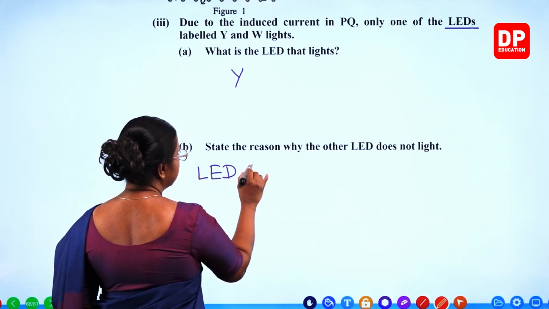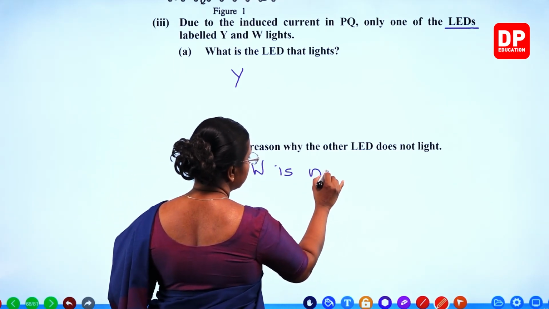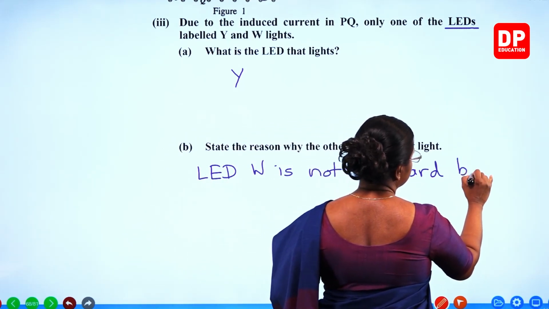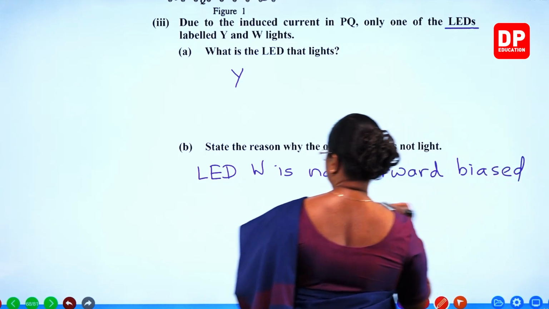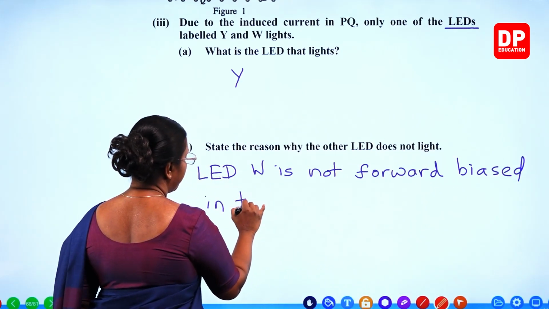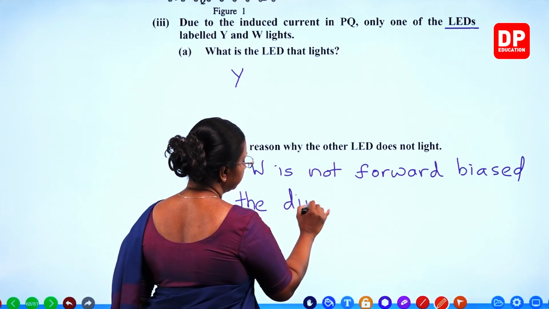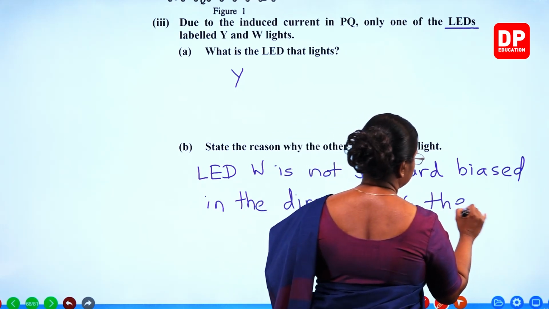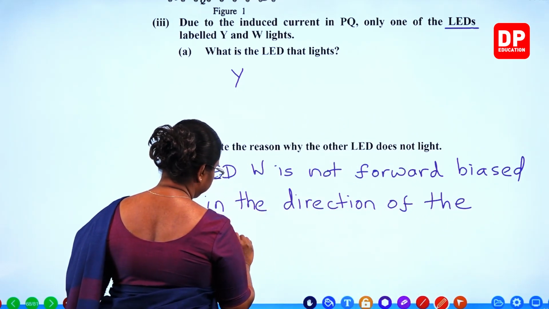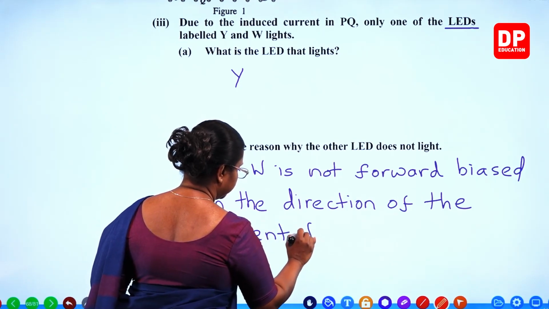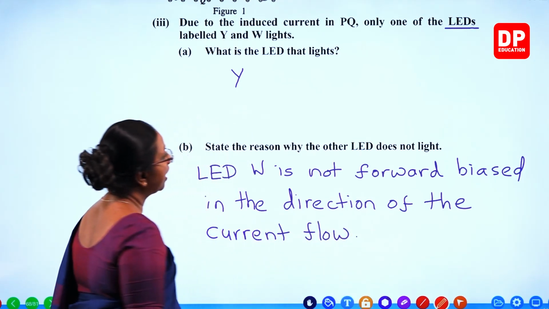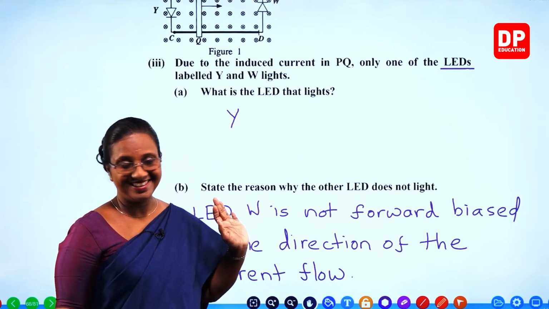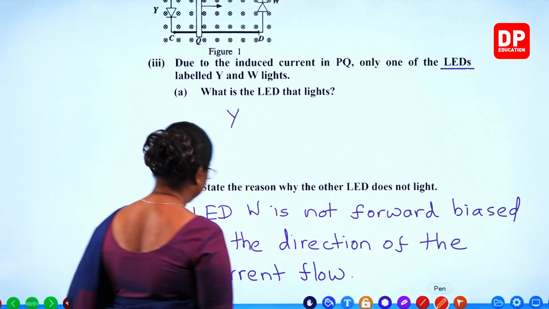LED W is not forward biased in the direction of the current flow. So that is the answer for this question. I'm sure you all can understand. With that, the next part.